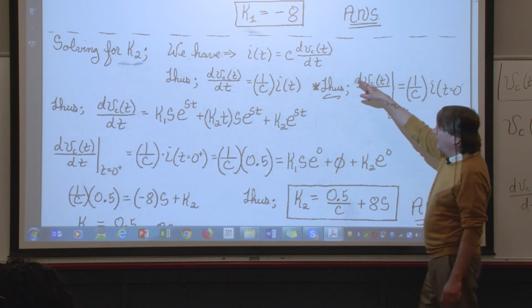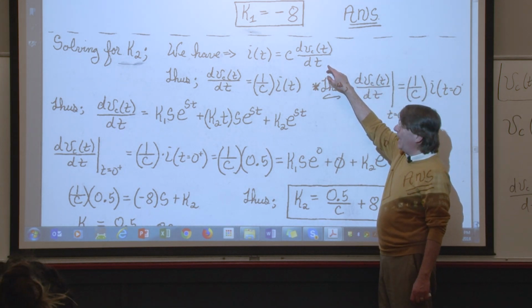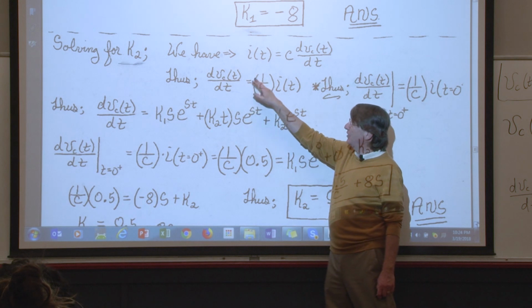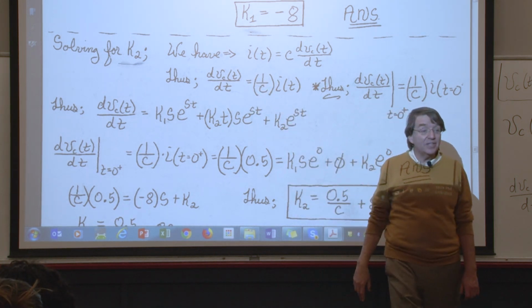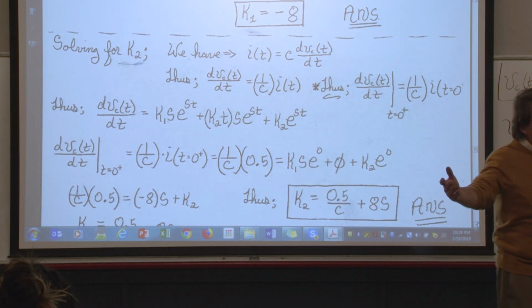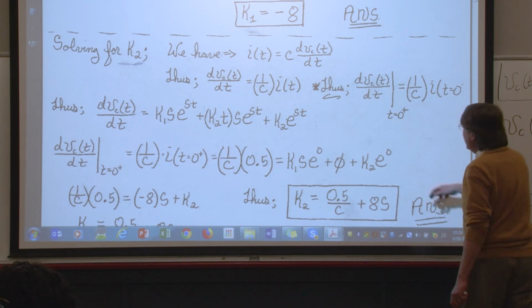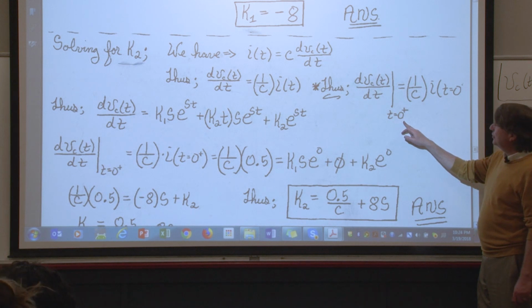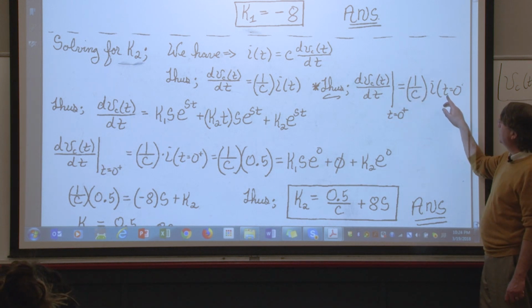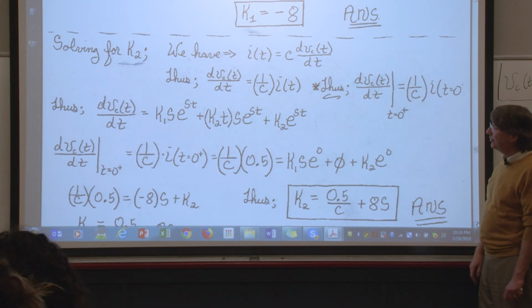I equals C dV/dt. So what happens? dV/dt is 1 over C times I of t. I got it. That means dV/dt evaluated at t equals 0 plus is 1 over C times I at t equals 0 plus.